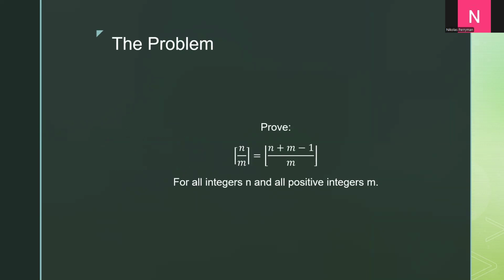So the problem this time around is to prove that the ceiling of n over m is equal to the floor of (n plus m minus 1) over m, and just prove that this is true for all integers n and all positive integers m.